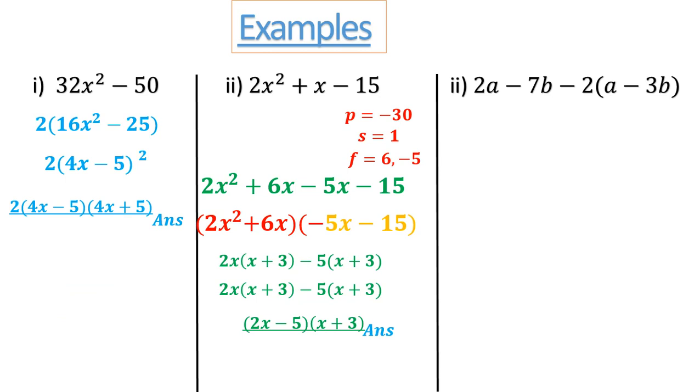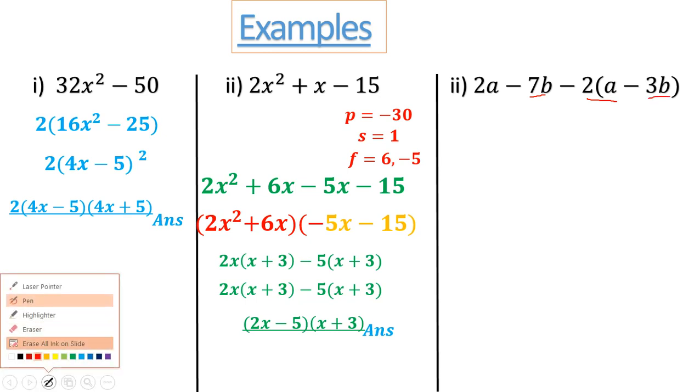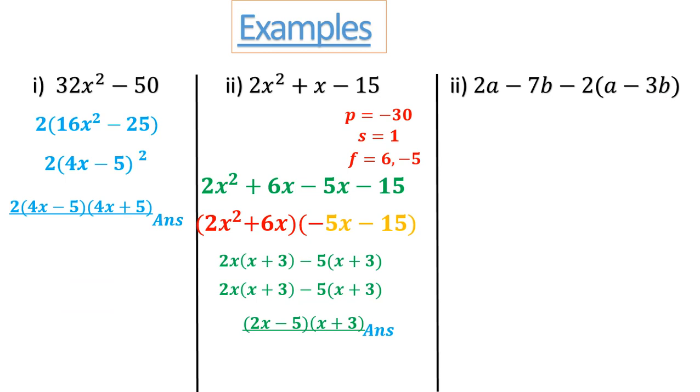Okay, then we go to the last one. We have 2a minus 7b minus 2 into a minus 3b. Even start to identify what type of factorization it is. Remember, with algebra, we first of all start by simplifying the brackets. So simplifying simply means removing the brackets. So what is outside the bracket is a negative 2. So we need to multiply this negative 2 with the terms inside the brackets.